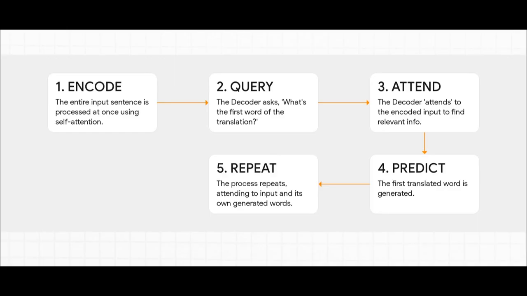Let's just walk through how this works for a translation. So first, the encoder takes in the entire input sentence all at once. It uses that self-attention magic to build a really good map of what everything means. Then the decoder kicks in. It starts with a simple question. Okay, what's the first word of my translation? To figure that out, it attends back to the encoder's map, finds the most relevant info, and predicts the first word. Then, and this is the cool part, it adds that new word to its own memory and repeats the whole process for the second word, attending now to both the original sentence and the word it just wrote. It just keeps doing this step by step, word by word, until the job is done.